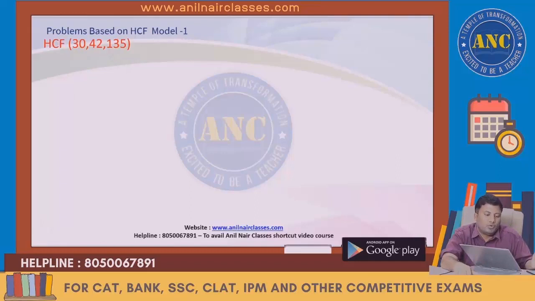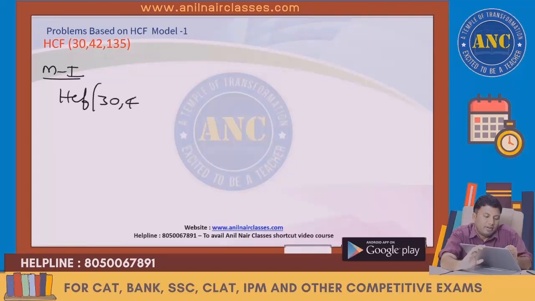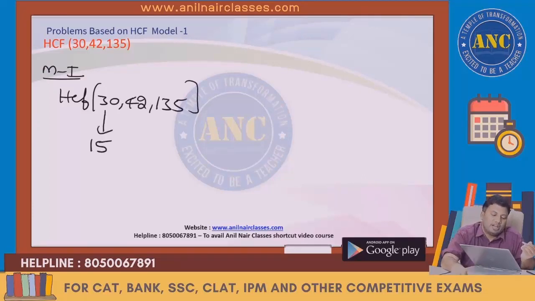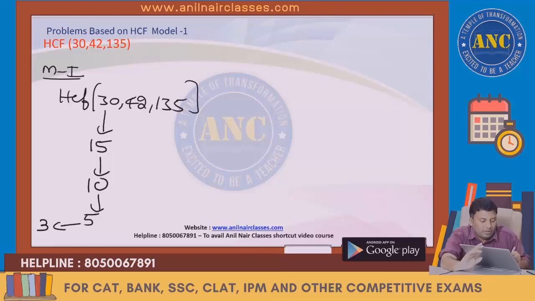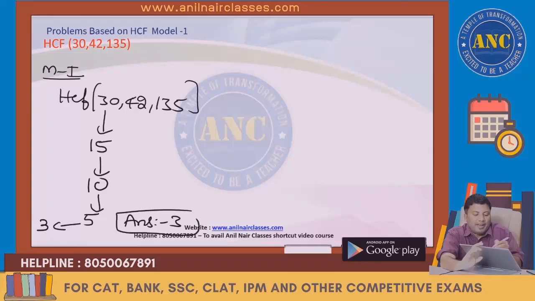30, 42, 135. You can take it in any method. Method number 1: HCF of 30, 42, 135. 30's factor is 15. 15 does not divide 42. Next it is 10. 42 is not divisible by 10. Next it is 5. 42 is not divisible by 5. Next it is 3. 3 will divide 42 and 135. So answer is 3. This is one factor method.